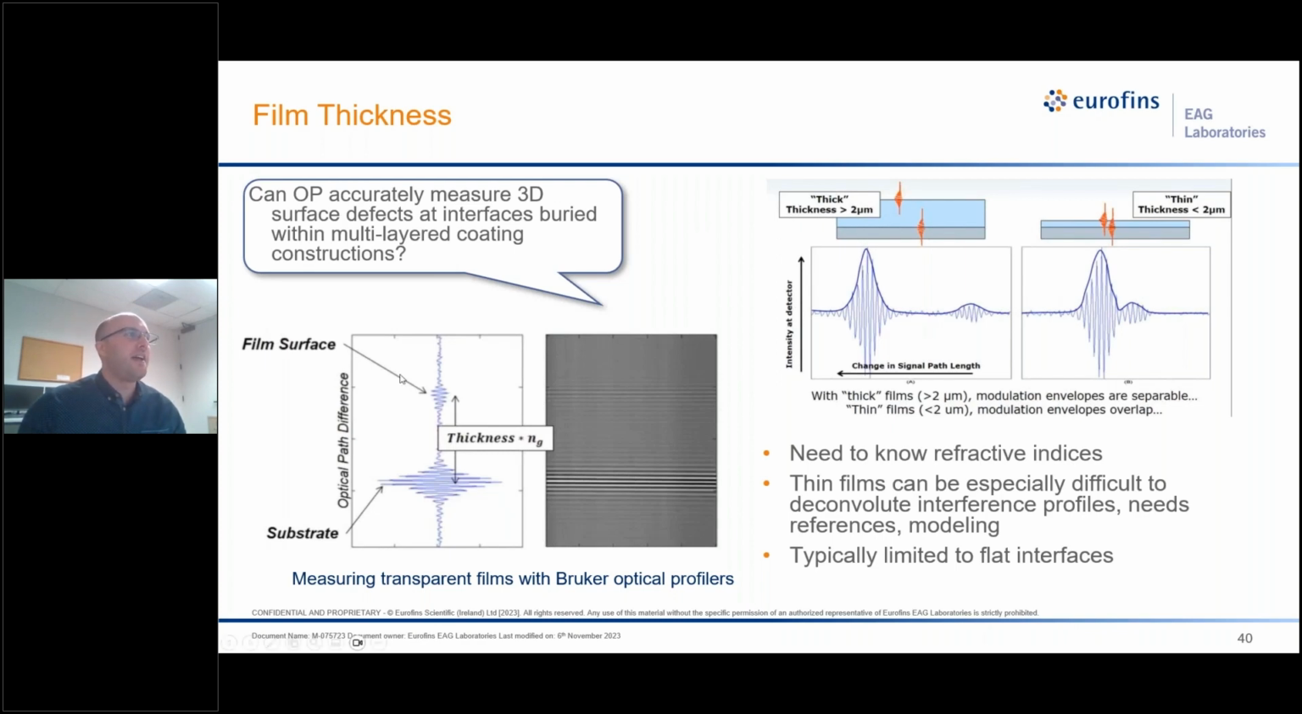So basically, here I have what a fringe pattern would look like on a thin film that's over a couple microns. And you can see that you have these two envelopes for the interference patterns. And so these are fairly easy to deconvolute, as long as you know the refractive index of your coating. On what we call thick samples, which would be greater than 2 micron thickness, it's a more trivial measurement, but once you get below this thickness, those envelopes can overlap, and it can be much more difficult to deconvolute the two.